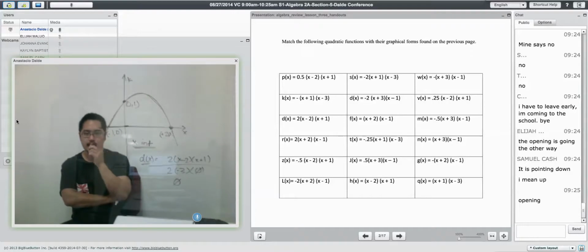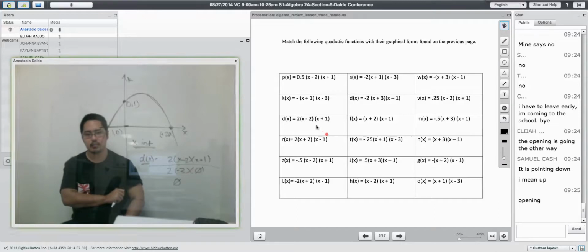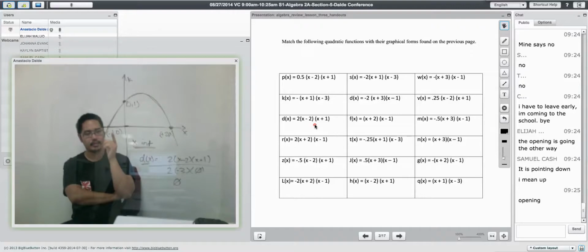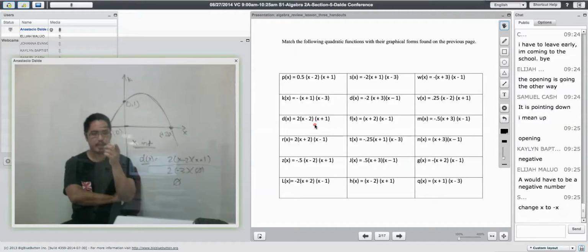So, I hate to say it, but D doesn't work. But it's really close. In fact, how can I make a graph open downwards? What do I have to do to make this graph open downwards instead? Now, I think I went over properties of a parabola. Negative. Make what negative? I would have to make these negative x's instead? Is that what you're saying?